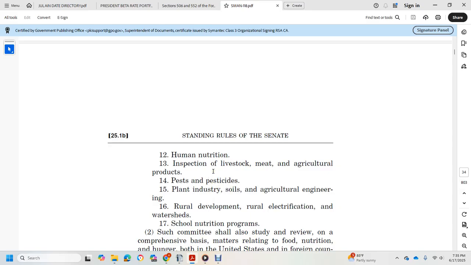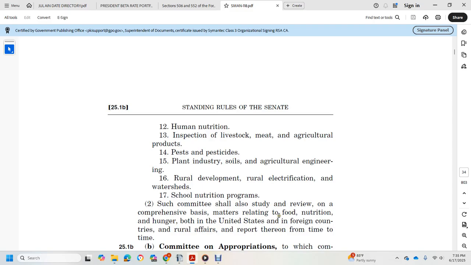Such committee shall also study and review, on a comprehensive basis, matters relating to food, nutrition, and hunger, both in the United States and in foreign countries, and rural affairs, and report thereon from time to time.